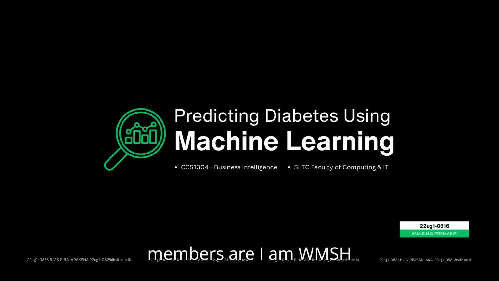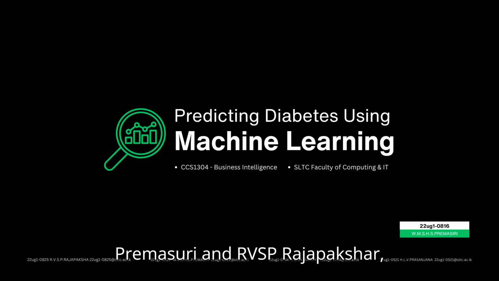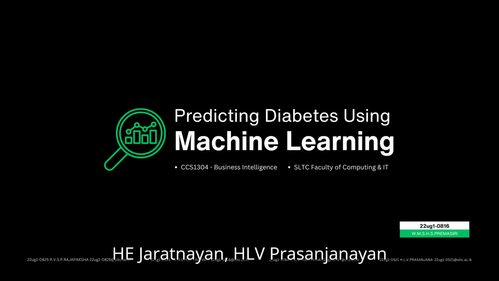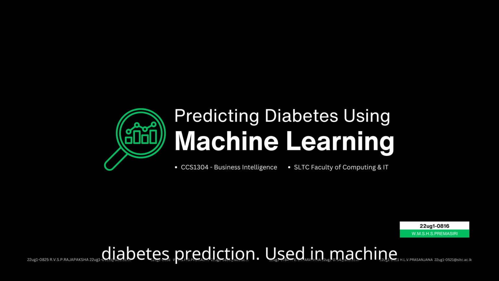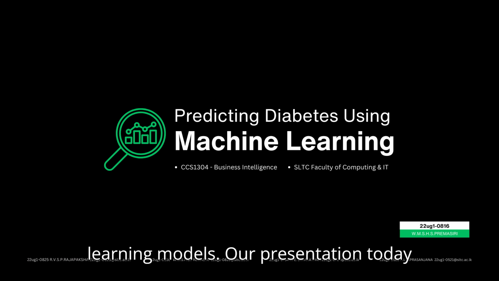Our team members are W.M.S.H.S. Premasiri, R.V.S.P. Rajapaksha, H.E. Jayarathna and H.L.V. Prasanjana. And we have worked extensively to analyze diabetes prediction using machine learning models.